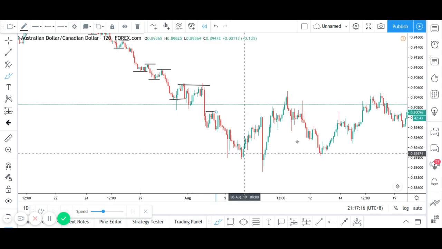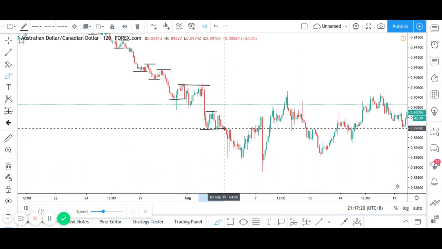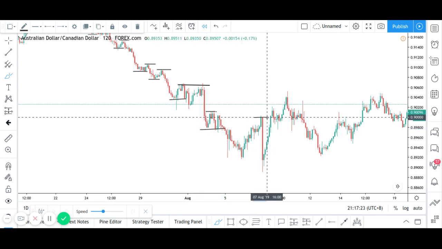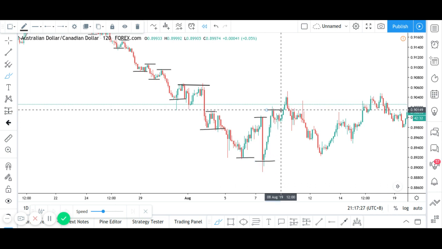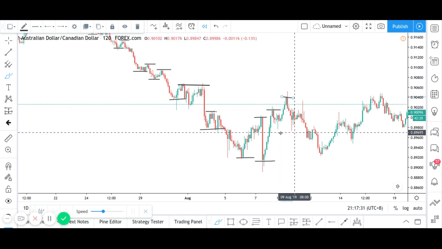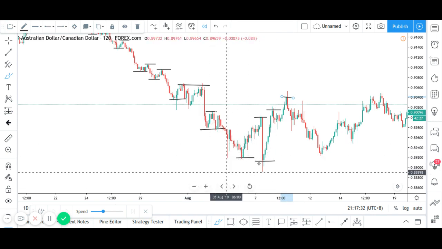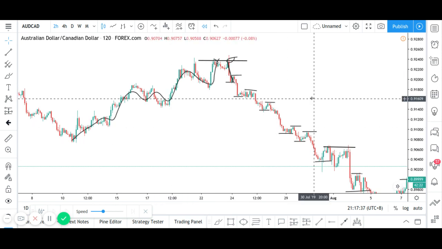Now, very interesting, something that you guys would want to know is that this market is still in a bullish trend right now as we speak. Sorry, bearish trend as we speak. So the market is showing you exactly where it wants to go just by looking at the market structure.